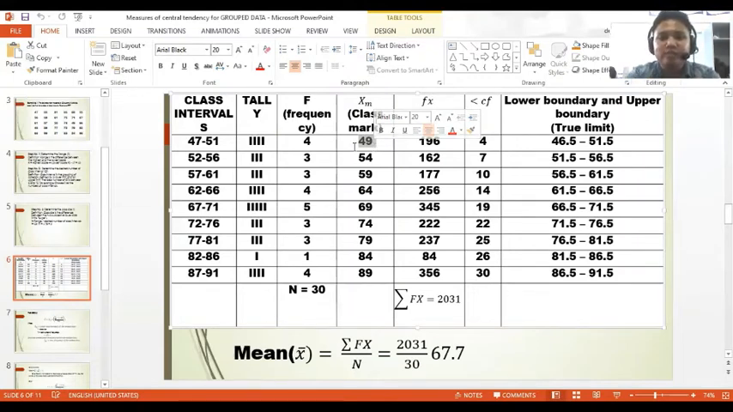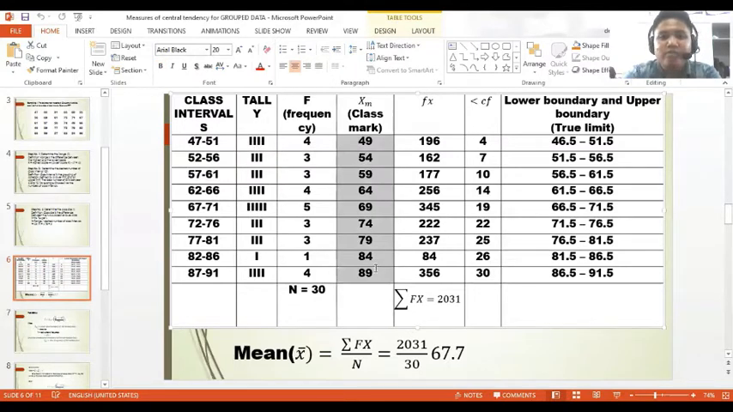So, ito, 49. Tapos, ito naman, 52 plus 56 divided by 2. Kaya nagiging 54 tayo dito. You can use your calculator kasi nasolve ko na ito. 57 plus 61. So, that is, divide mo sa 2 yung result nila. That is 59. Sorry. So, ito na yung magiging class mark natin dito.